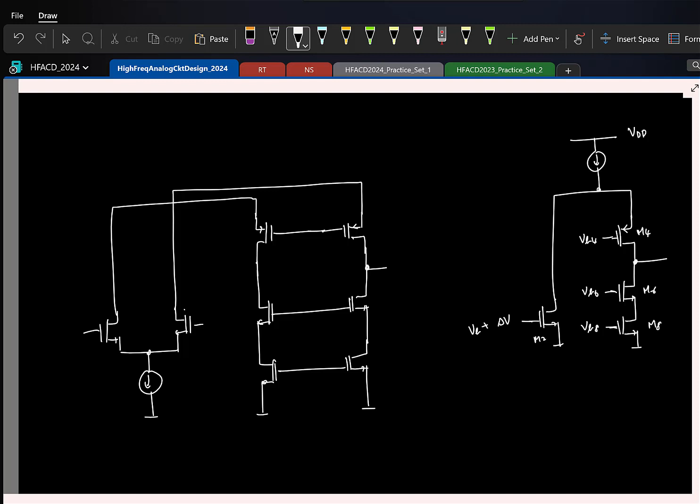Is it okay? I've taken the same thing and am drawing two halves of it and just putting a tail current source here. Right? And of course, we need to have a current source at the top for each branch. So we'll have a current source for this guy.